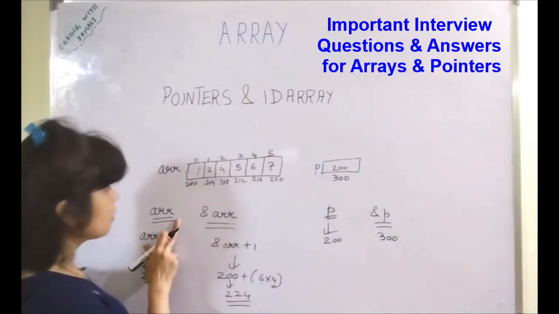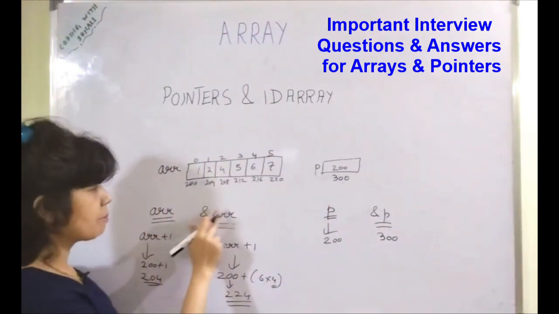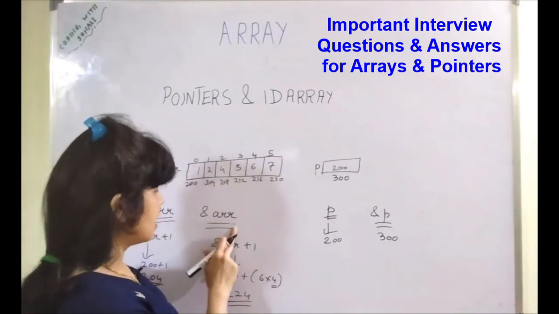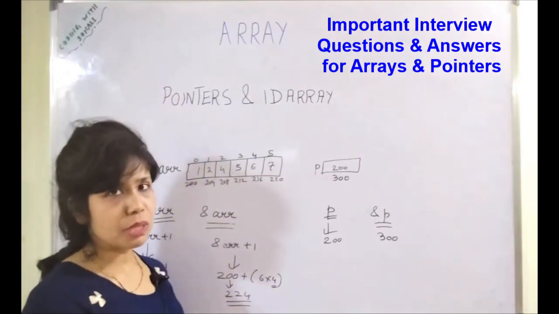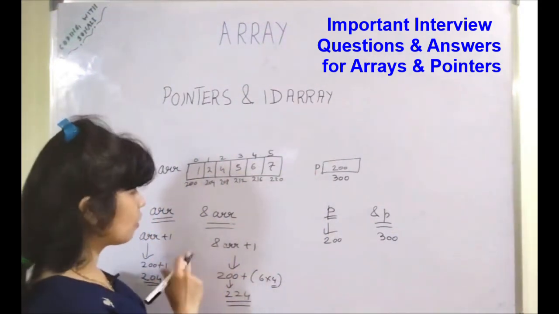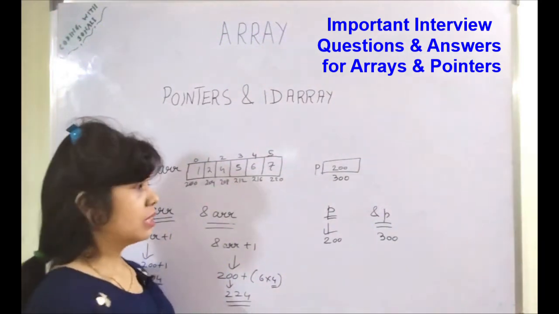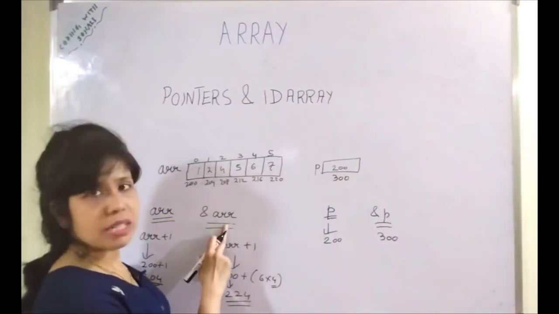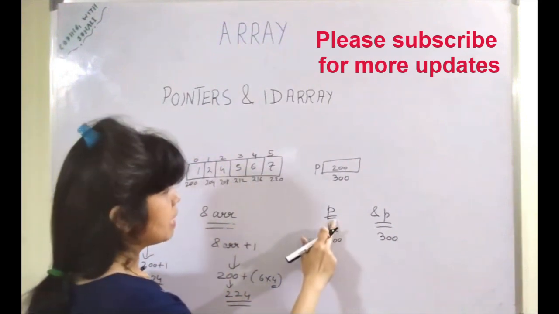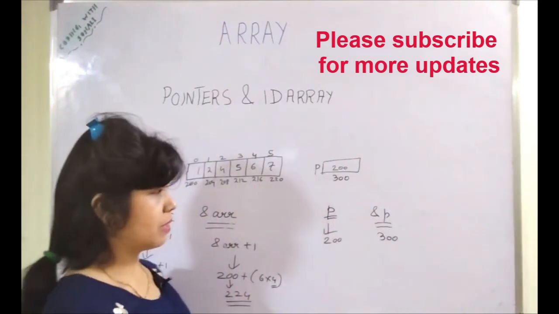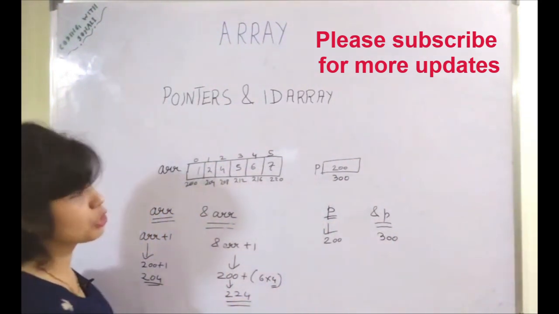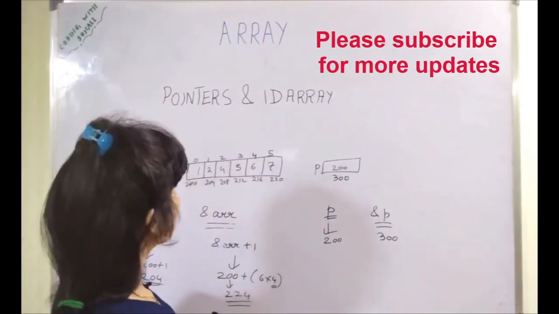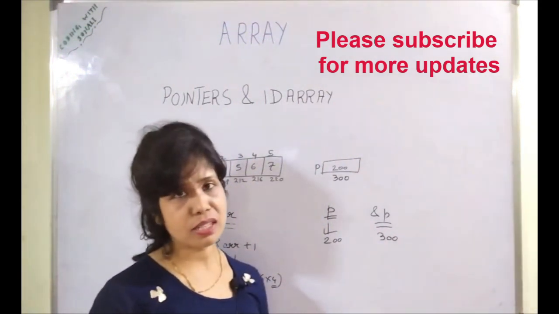But in the case of the array, ARR and ampersand of ARR are the same. But the operations will be different. If you add 1 to both of them, you will get different results. ARR and ampersand of ARR are the same, but P and ampersand of P are different. So these are the things you should remember when you go through the 1D array as well as pointers.